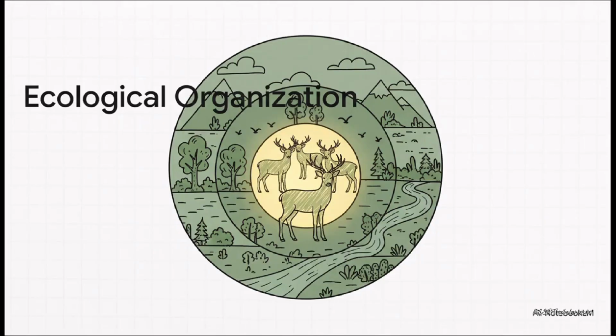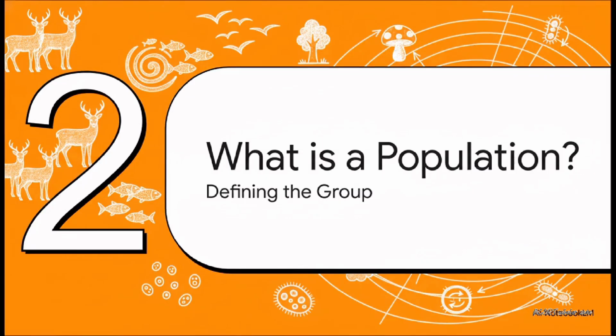And ecologists look at these connections at all different levels, from a single organism all the way up to huge biomes. But today, we're going to zoom in on one of the most important levels, the one where the real action happens, the population. So, what makes a group of animals a population in the eyes of an ecologist? It's a bit more specific than you might think.